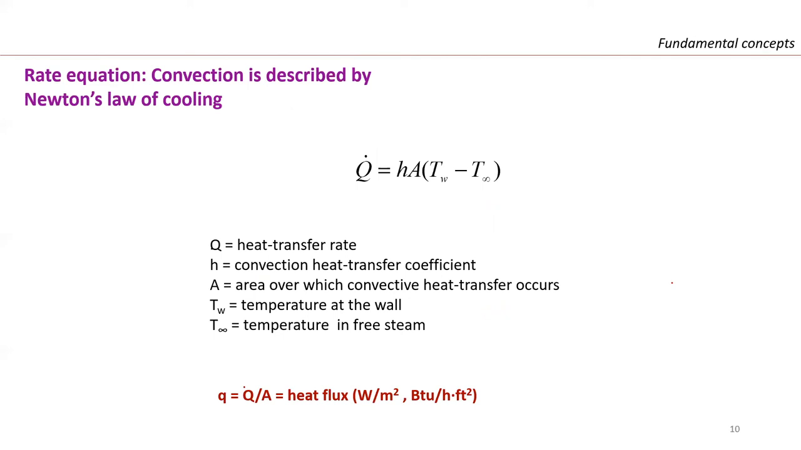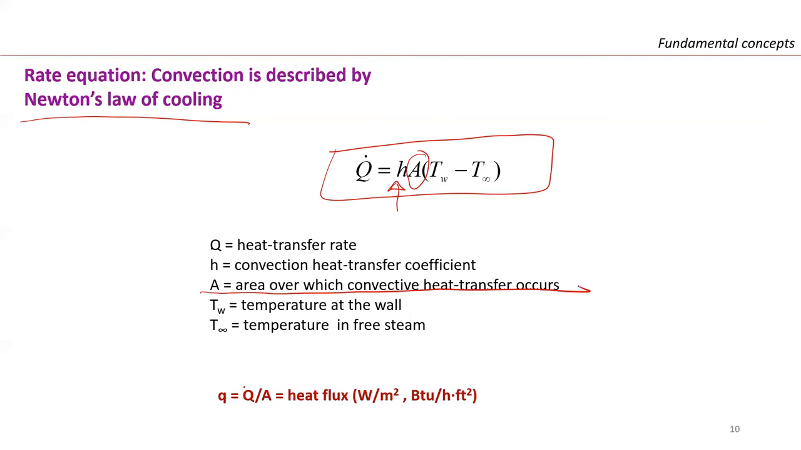How can we describe convection? Well, convection can be described by Newton's cooling law. Newton's cooling law is to convection what Fourier's law is to conduction. So Newton's cooling law is nothing more than the heat transfer rate equals the convective heat transfer coefficient, times the area over which the heat transfer occurs. That's the interface between the solid and the fluid, because it's where we are evaluating the heat transfer in this case. We said that in convection, heat transfer occurs between the interface of a solid and a fluid. So in this case, it's the area where the convective heat transfer occurs.